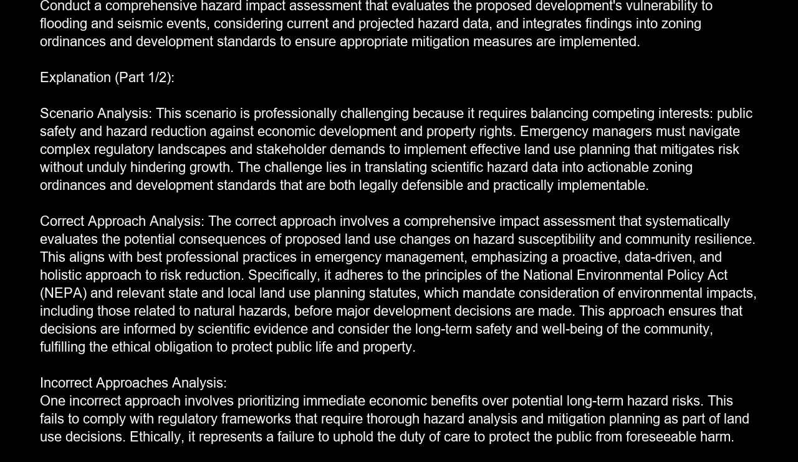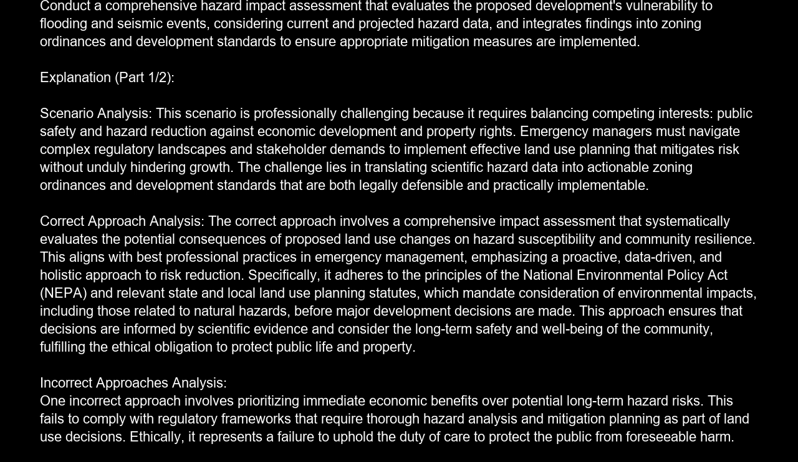Conduct a comprehensive hazard impact assessment that evaluates the proposed development's vulnerability to flooding and seismic events, considering current and projected hazard data, and integrates findings into zoning ordinances and development standards to ensure appropriate mitigation measures are implemented. Explanation. Scenario analysis. This scenario is professionally challenging because it requires balancing competing interests, public safety and hazard reduction against economic development and property rights.